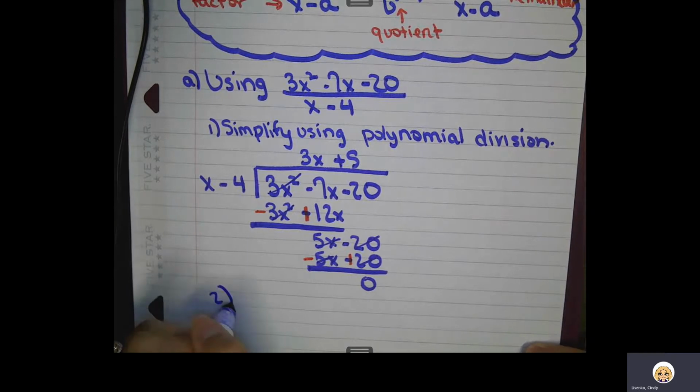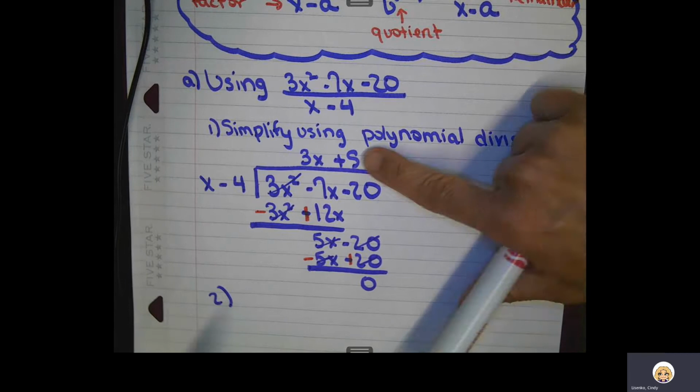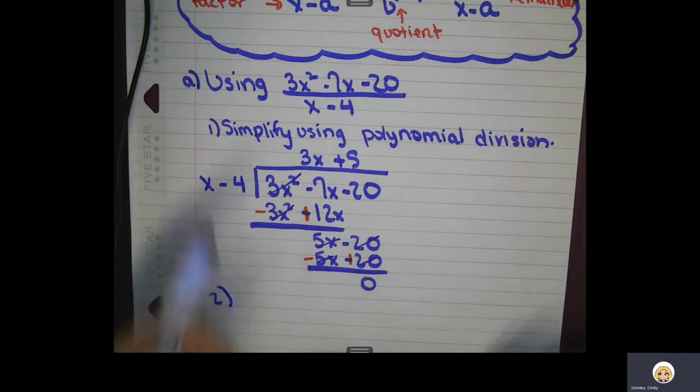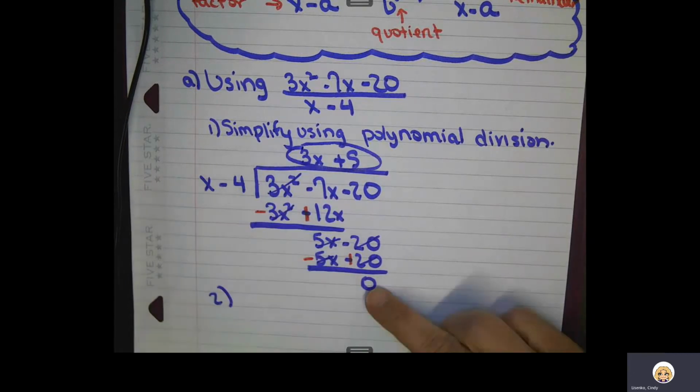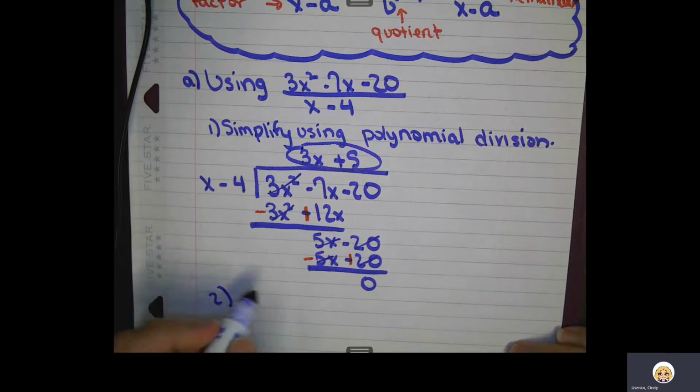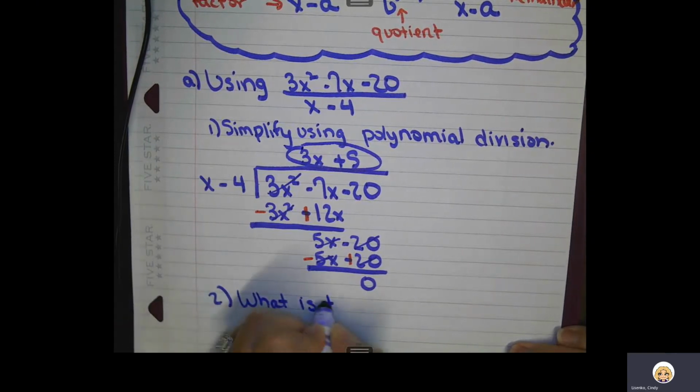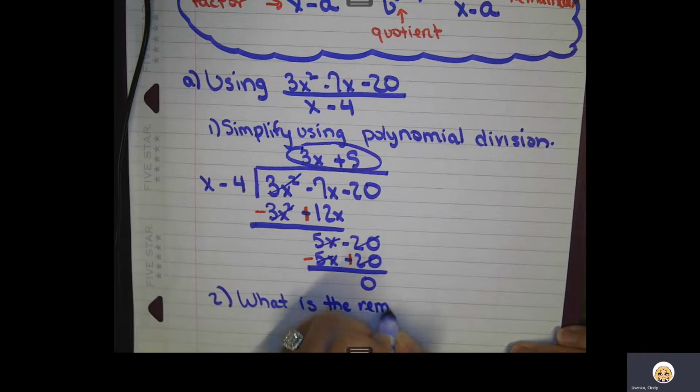Part 2 on this, I want to answer this question. So this was what our answer simplified to, by the way. So I will circle that because we had no remainder. Number 2, can you write what is the remainder? What is the remainder?